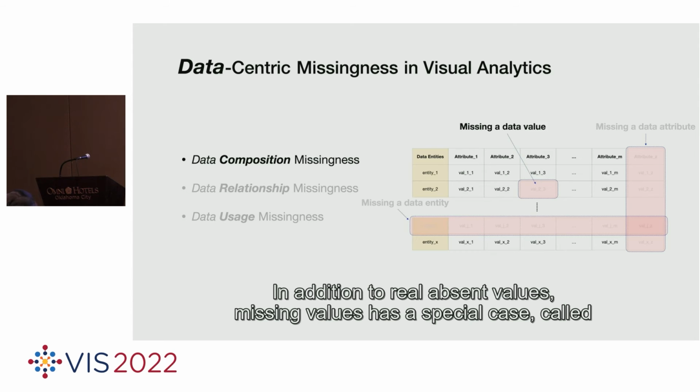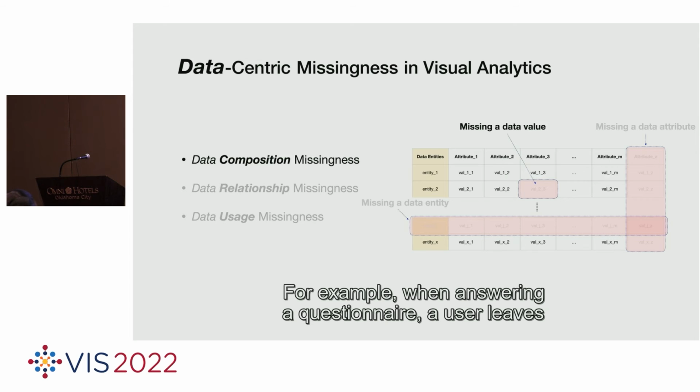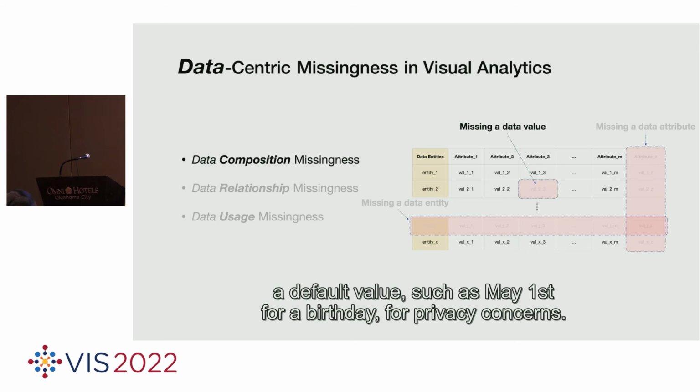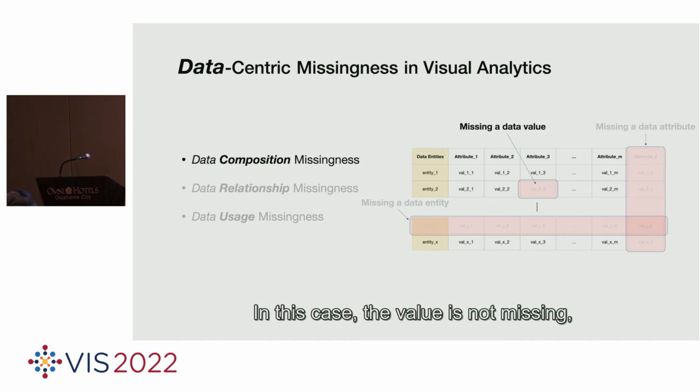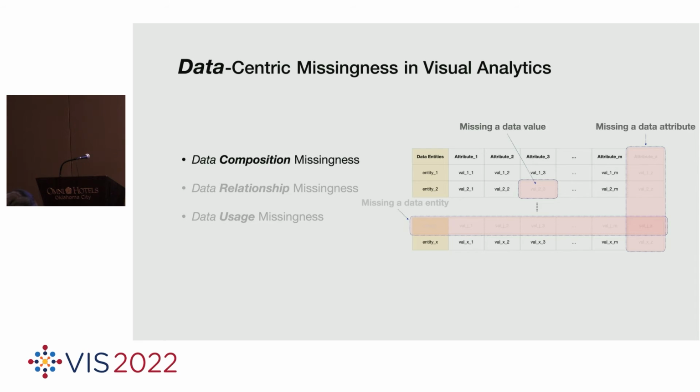In addition to real absent values, missing value has a special case called disguised missing, in which the value is there but not accurate. For example, when answering a questionnaire, a user leaves a default value, such as May 1st for birthday, for privacy concerns. In this case, the value is not missing, but instead a default one that may not match the truth.